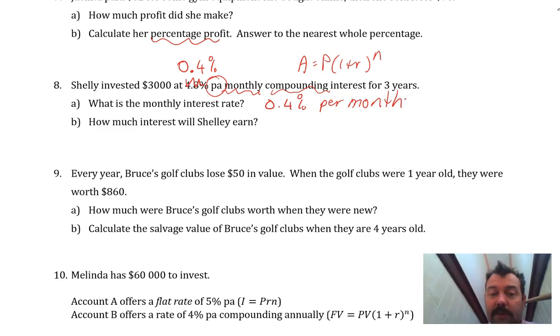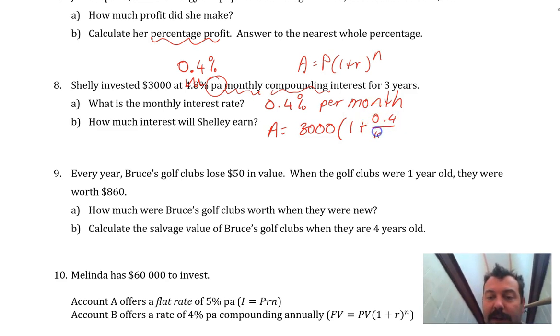But how much interest will she earn? Well, that's certainly a bit more complicated, and I need to do this. A equals 3,000 times 1 plus 0.4 over 100. Be careful here, do that to the power of. Now I've got to be careful here as well. It's not to the power of 3, because it's not years that we're talking about. We're talking about compounding monthly, so that's got to be 36 months, right? That changes our answer a lot. That's the power of 36.